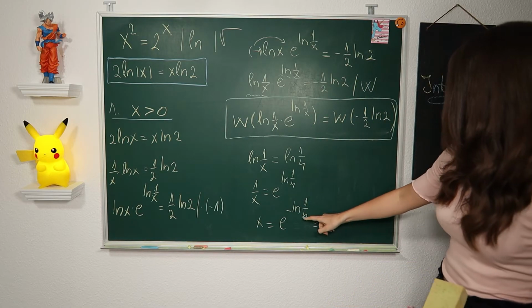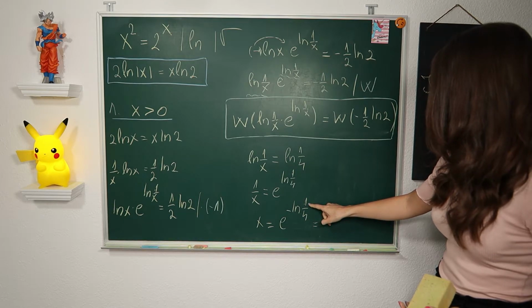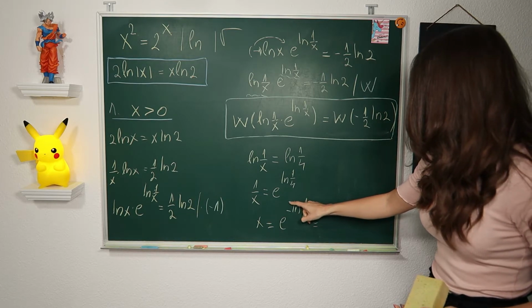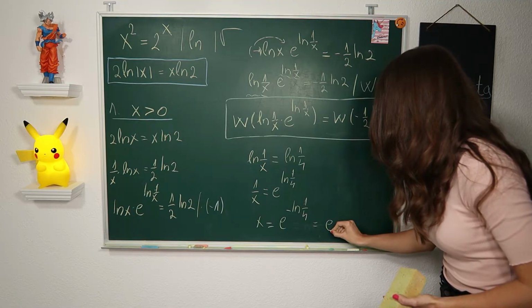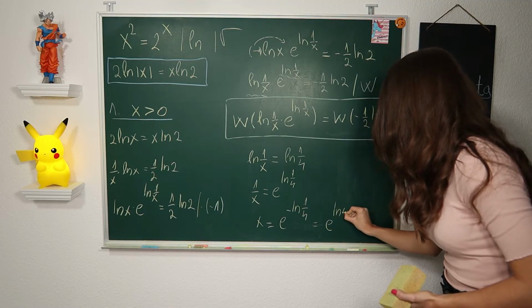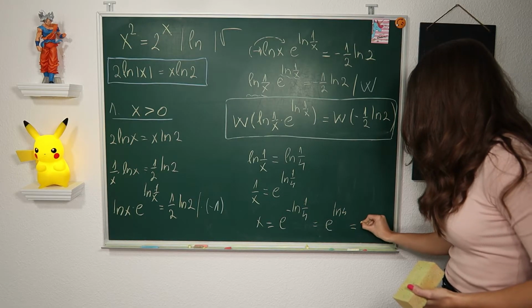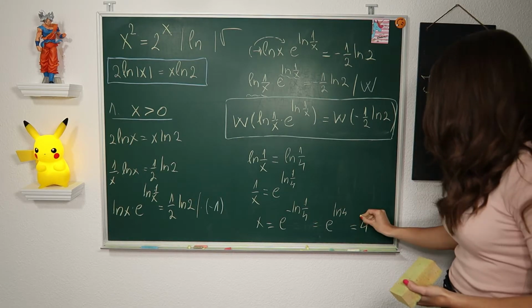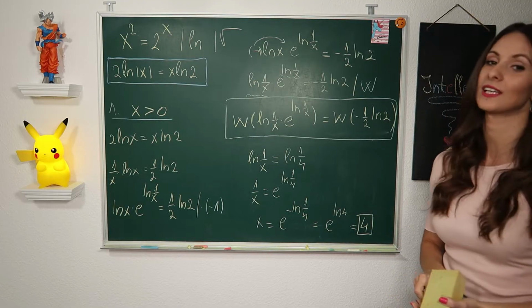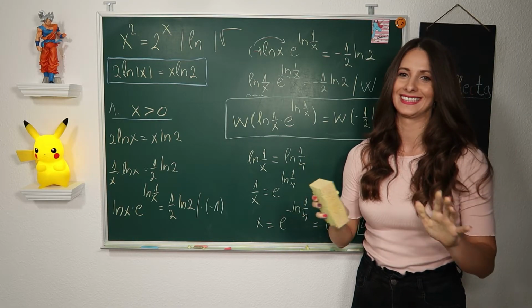Even further, what is this? 4 raised to the negative 1, the negative 1 goes to the front, and we have e to the ln of 4, e and ln we can cancel, and we have just 4. So we get the second solution, we get that our x is equal to 4.